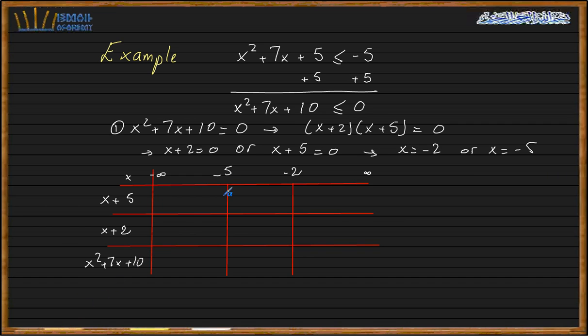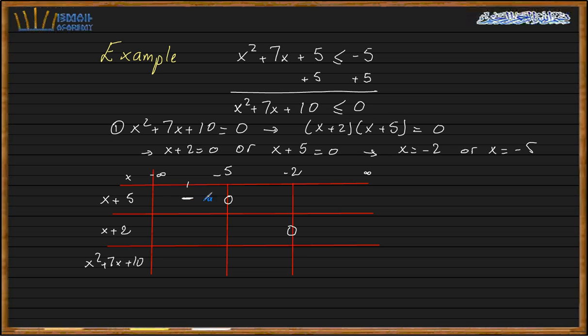Minus 5 makes this expression equal 0, so I'm going to put 0 here. Minus 2 makes this expression equal 0, so I'm going to make it equal 0. Now I pick a number here, for example, I pick minus 6. Minus 6 plus 5 is minus 1. It's negative, so that means this will be negative.